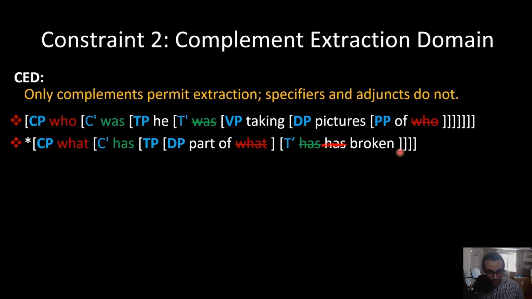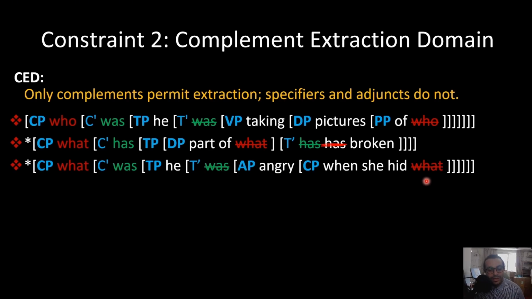So in this scenario, what we are extracting from is what. So we're extracting the what from this DP, part of what. This DP is in the specifier position of the TP. I repeat, it's not in the complement of the TP or the complement of the VP. It's in the specifier position of the TP. The TP itself is part of what has broken. So because we're extracting the WH word from a specifier position of the TP, the derivation crashes. It's not going to work out because we can only extract from complements, not specifiers.